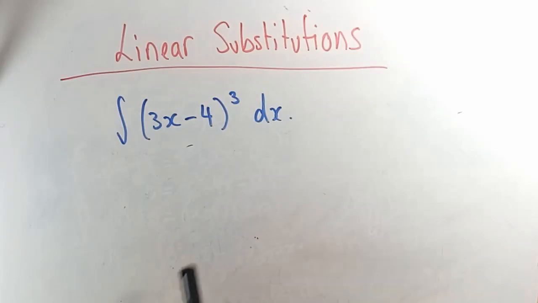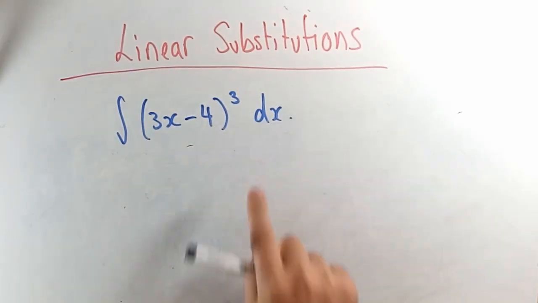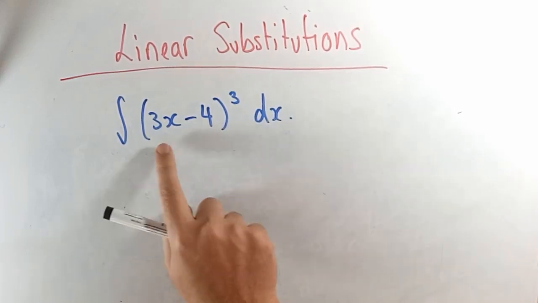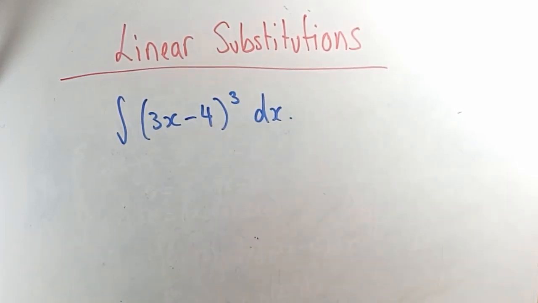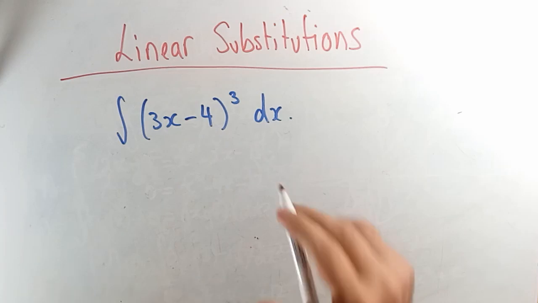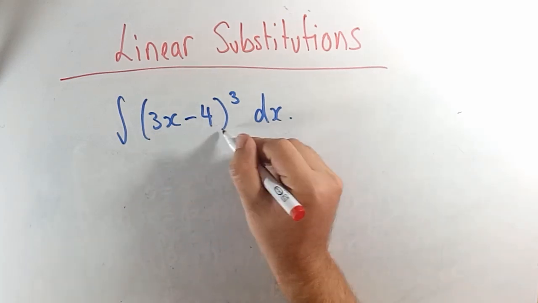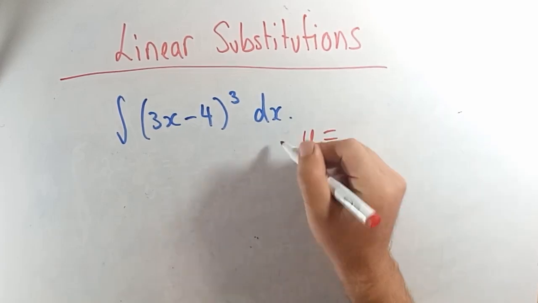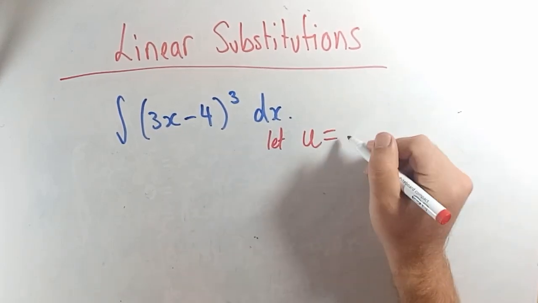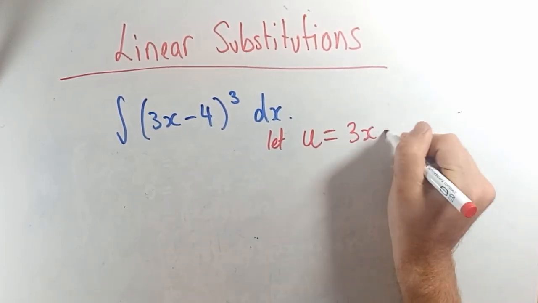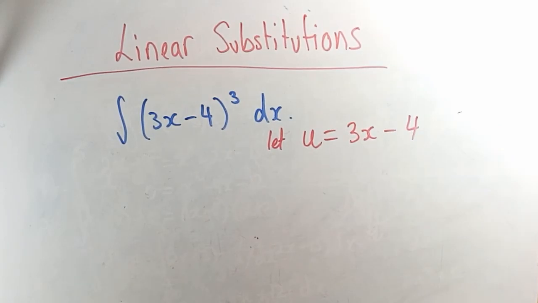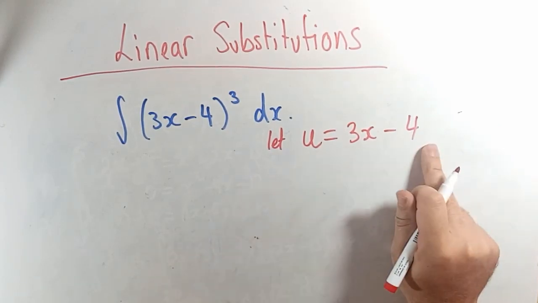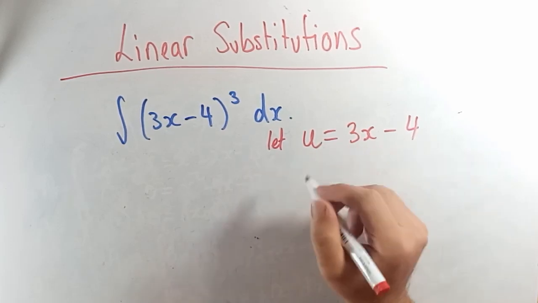All right, now we're going to try some linear substitutions. We're going to try and make our life easier when anti-differentiating by making a linear substitution. So for this first one, we're going to substitute in for this linear function. So we're going to say let u equal 3x minus 4. Okay, so this is the first step, making a linear substitution here.